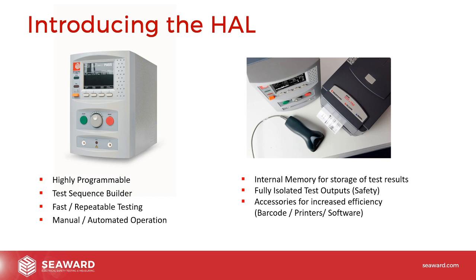The HAL also uses a number of optional accessories to increase the efficiency in the production environment. That can be everything from barcode scanners to help you quickly enter things like serial numbers or comments or any other data that you want to put into the unit. We can also output labels. So if you wanted to prove that the unit's been tested, you could print a label off at the end of the test. And we also have software, so you've got instant transfer of results onto a network for absolutely secure storage.